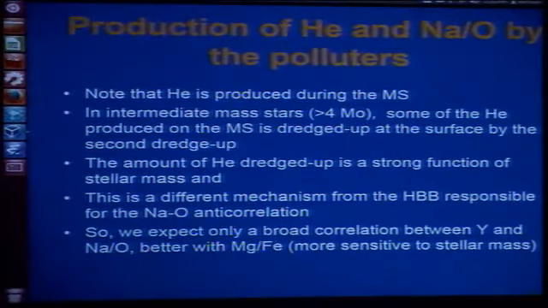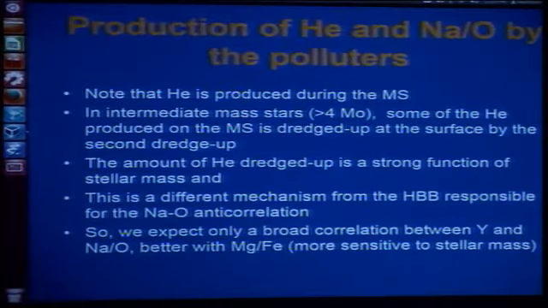Why can it be so? In reality, the issue is that the production of helium and sodium is not done in the same evolutionary phase in a cluster. Helium is produced during the main sequence, and in intermediate mass stars that have a mass larger than 4 solar masses, some of this helium produced on the main sequence is dredged up to the surface by the second dredge up. There are actually three dredge-up episodes in the evolution of stars.